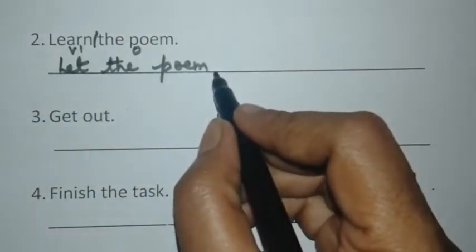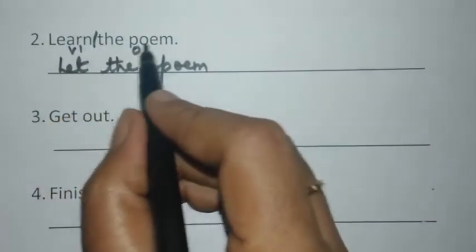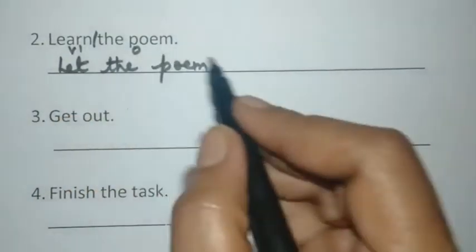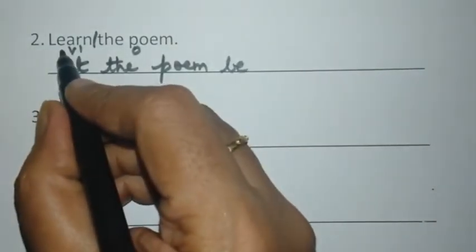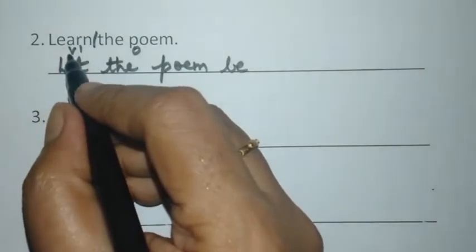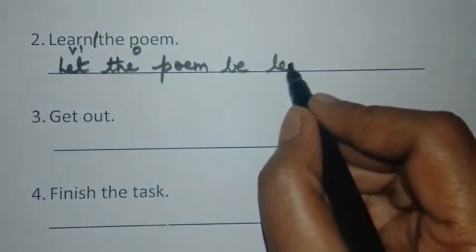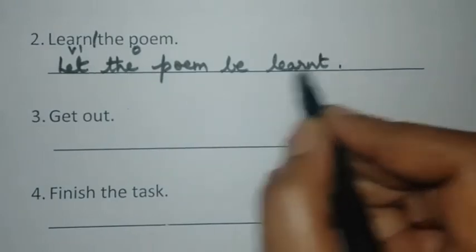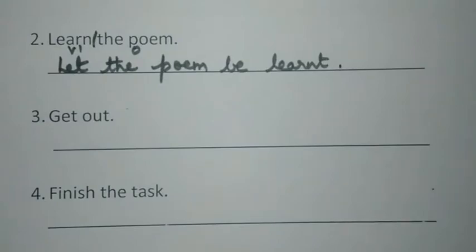And after that you have to write be or not be. You have to see the sentence. What sentence is it? Learn the poem is a positive, so we'll write only be. Then we have to write the third form of verb, learn. Second verb is learnt. Third verb also learnt only. Let the poem be learnt is the passive voice.